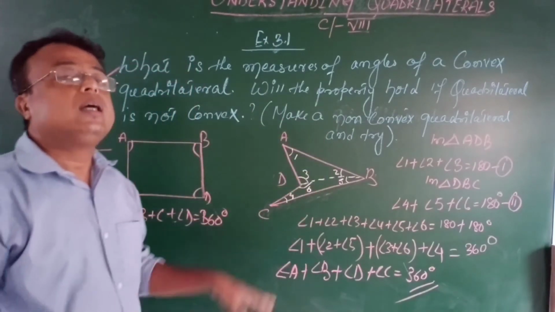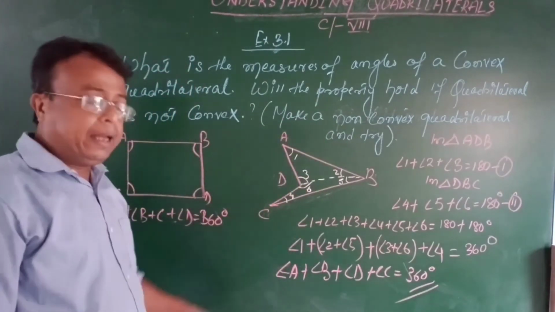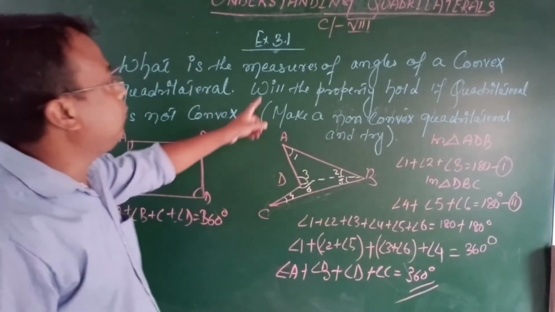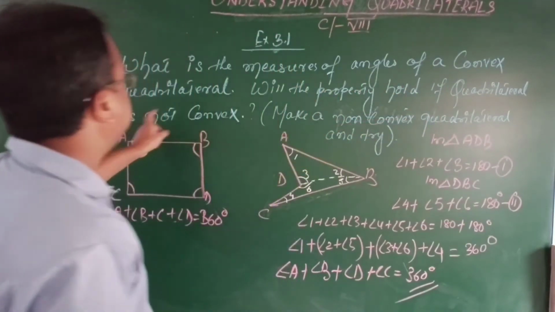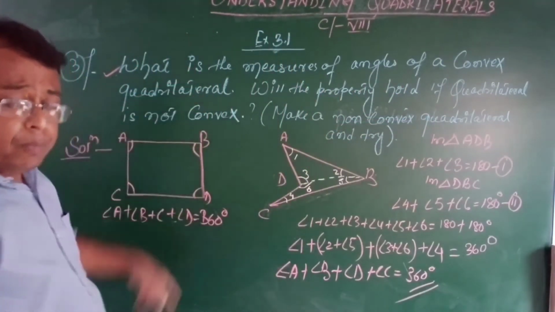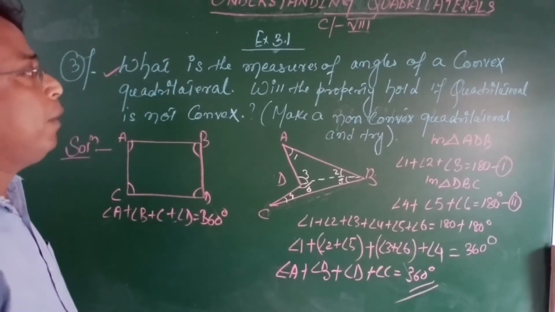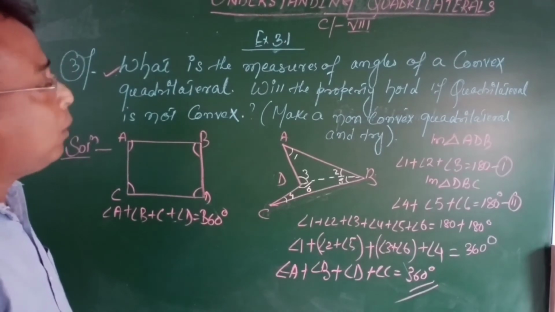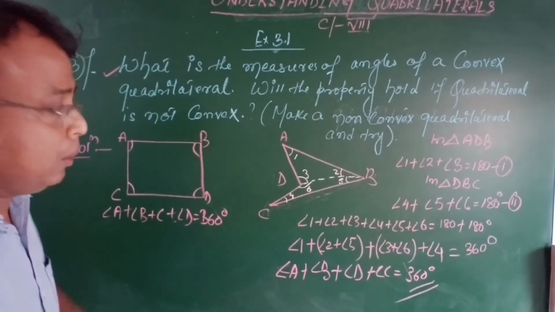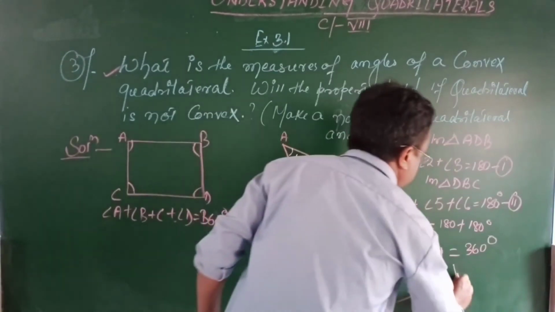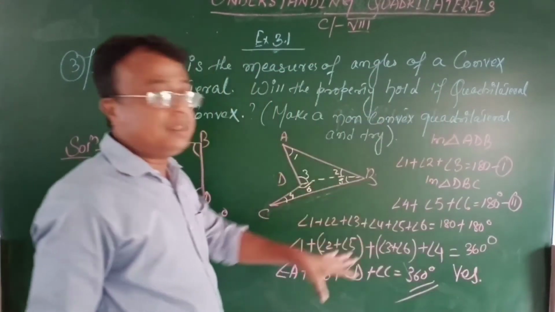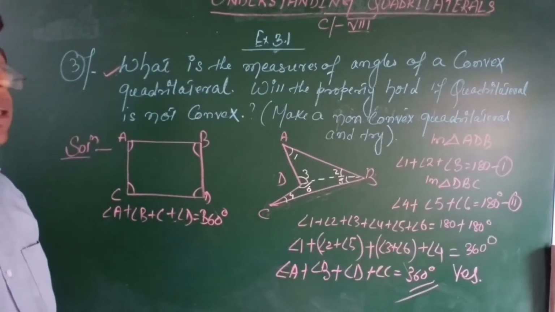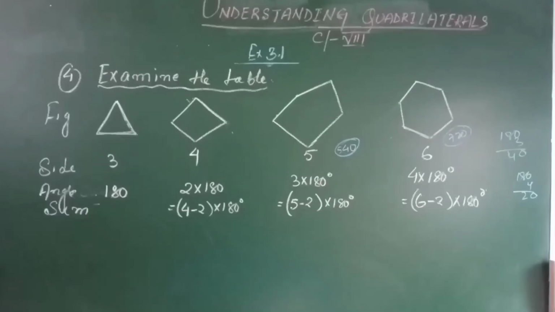What did we come to know after this calculation? We came to know that the sum of the angles of a non-convex quadrilateral is also 360 degrees. Does the property hold if the quadrilateral is not convex? Your answer is yes, and that is the reason why. I hope it is clear to you. Now we will go to question number 4 of this exercise.